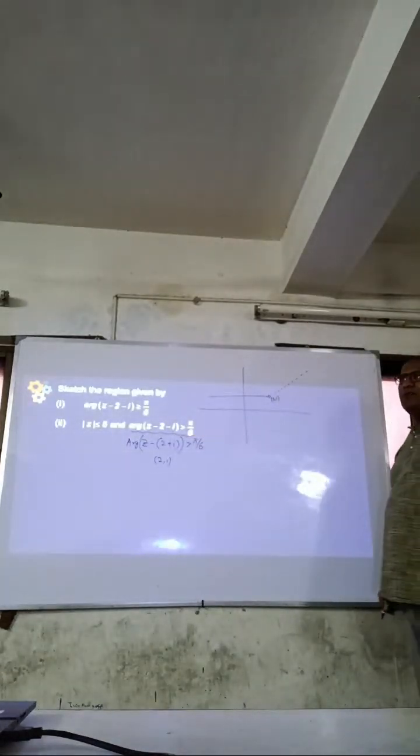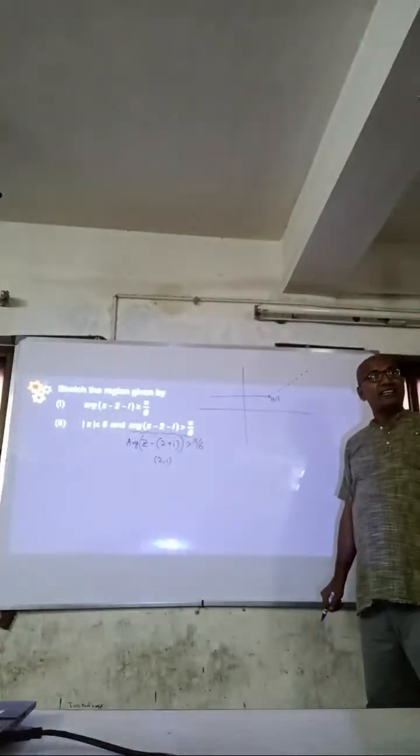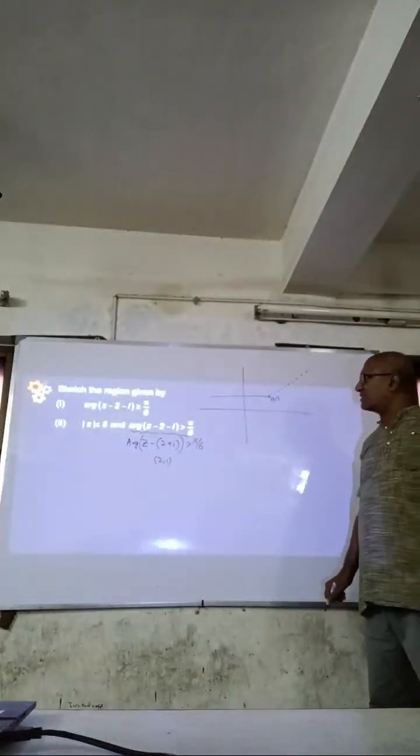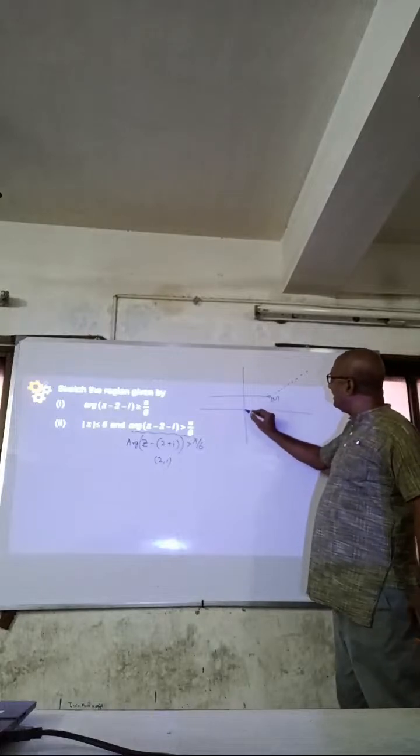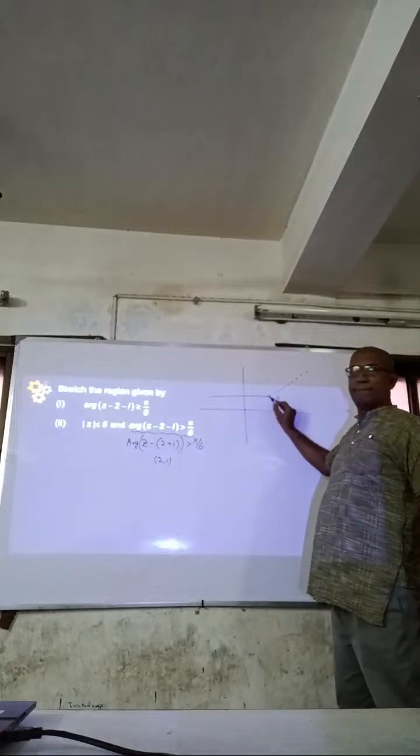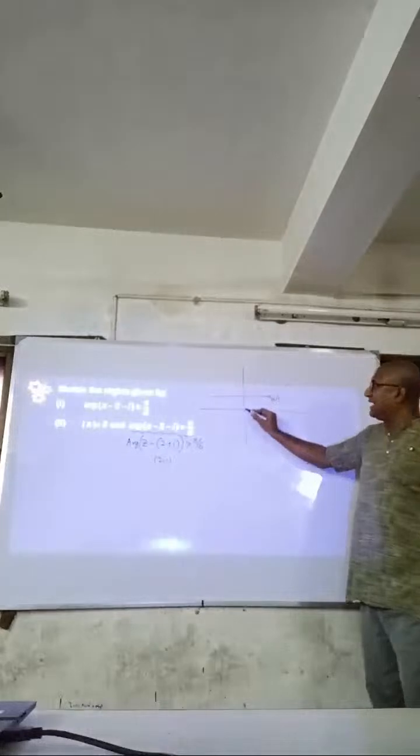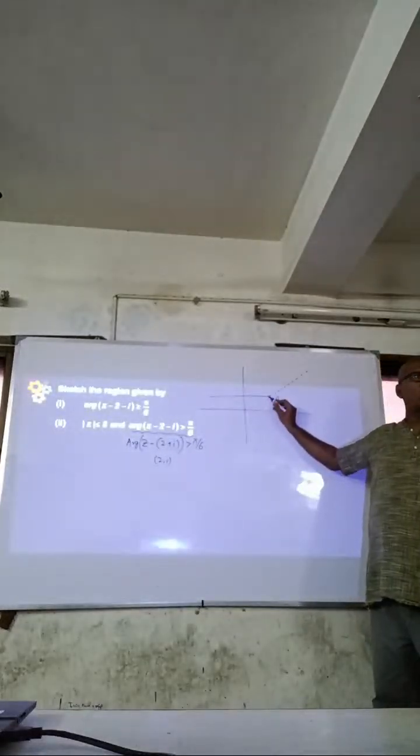It's a circle whose center is at the origin, radius is 5 units. First tell me, what is the distance from here? From 0 to 2, 1, it is root 5, right?